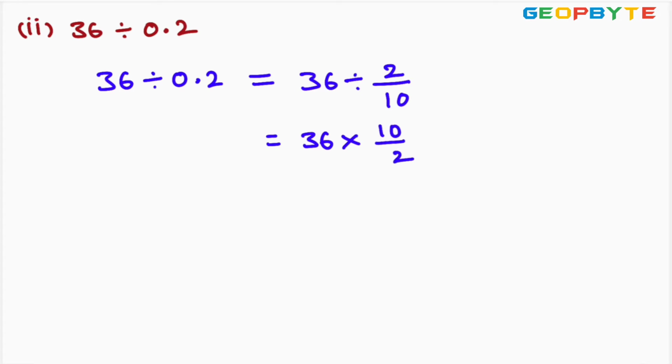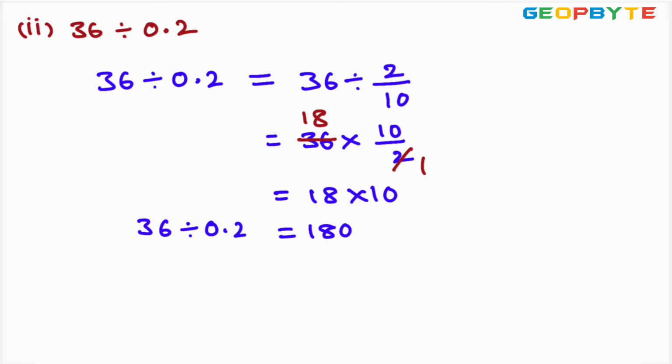Here 2 ones are 2, 2 18s are 36, which is equal to 18 into 10. So 18 into 10 is nothing but 180. So the answer to 36 divided by 0.2 is 180. Next, third one, 3.25 divided by 0.5.